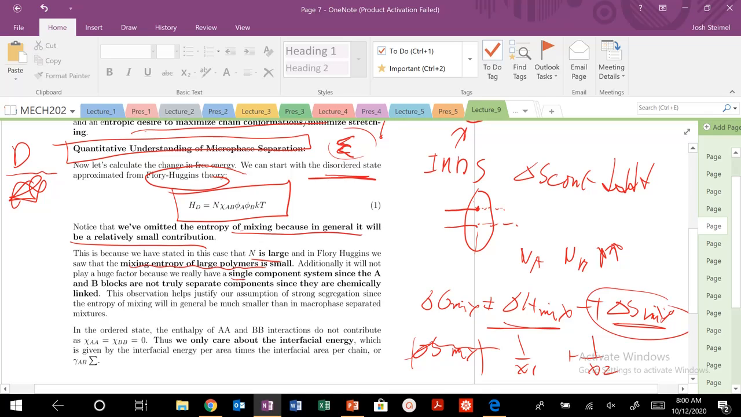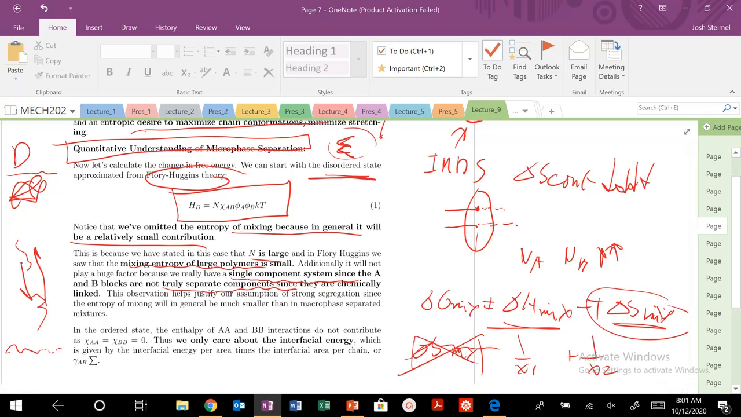Also, the delta S of mixing is reduced even further because they're not truly separate components. They're chemically linked. Previously we had a homopolymer here and a homopolymer here. When they were mixing, instead of in the phase separated state, we had some translational entropy here and translational entropy here, and we could reconfigure the number of microstates. But when they're chemically linked, those translational entropy contributions, those distinct numbers of microstates, are reduced even further. So really that delta S mixing term is going to be negligible, so we're going to cut it out. It's not going to play a role at all here.